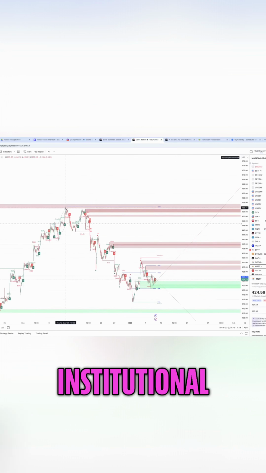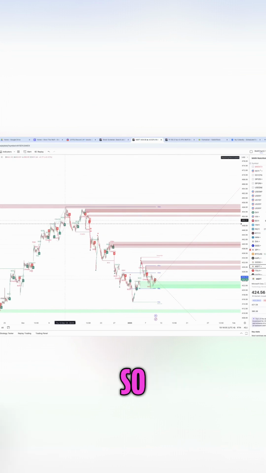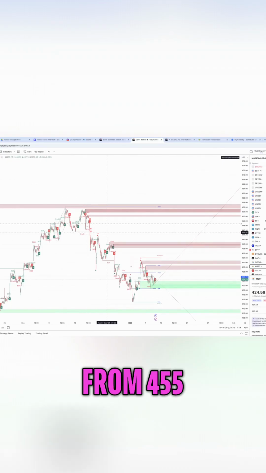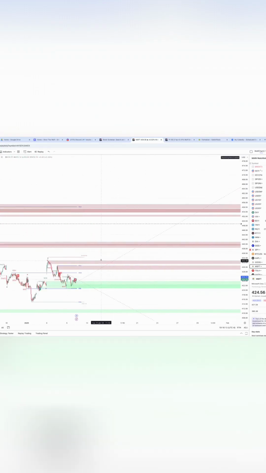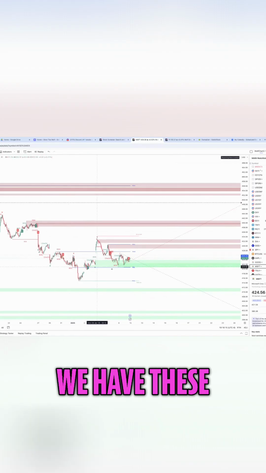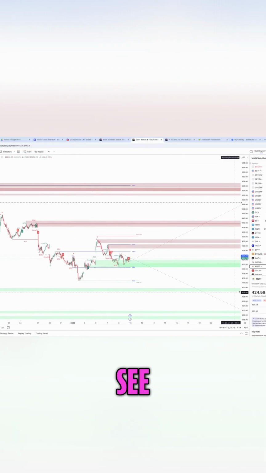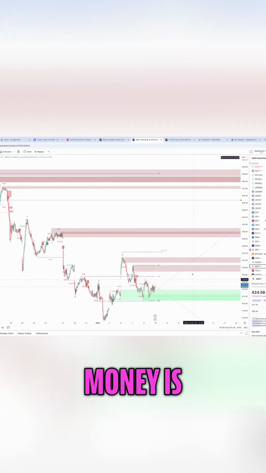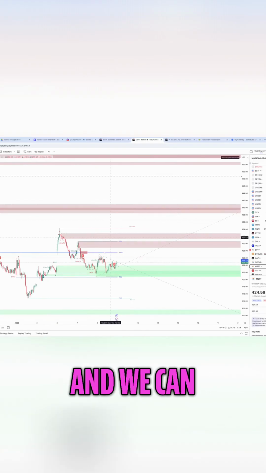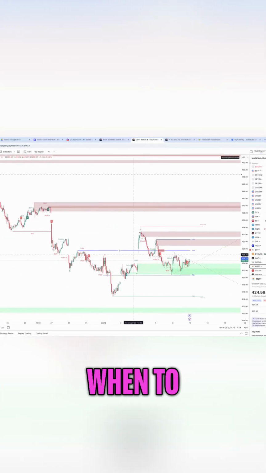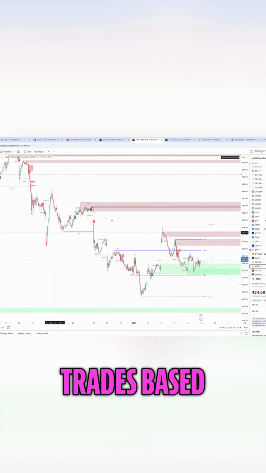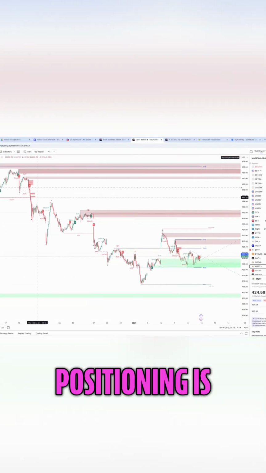This is where the institutional bears are camped out. So you see what happened. We came up here and tapped it twice, and it dropped from 455 all the way down to 415. So this is why we have these zones on our chart, so that we can see where smart money is positioned on the chart, and we can take advantage of that by paying attention to when to exit and when to enter into trades based off of where their positioning is.